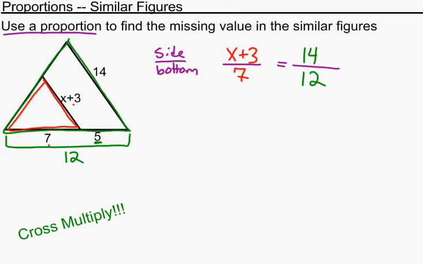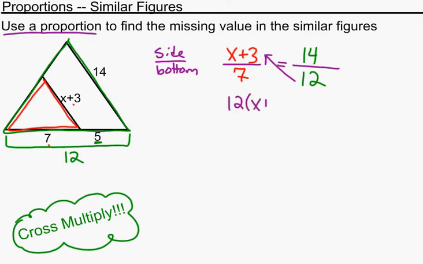And remember, the wonderful thing about proportions is I can solve them by cross multiplication. It gets rid of my fractions. So I take the 12 times the x plus 3, and I set that up with parentheses because I'm taking 12 times both. And that equals the 7 times 14. I now have a normal equation. I just go through and solve.